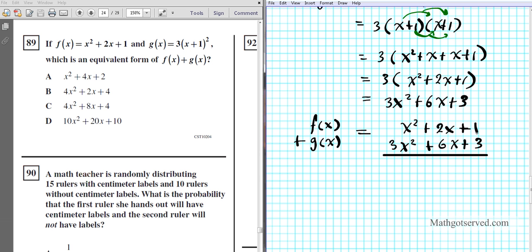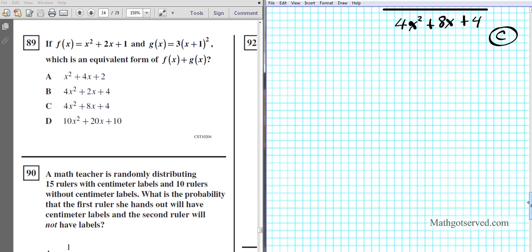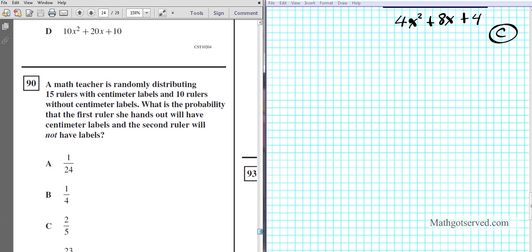So we're going to have 2x plus 6x is 8x. And then imagine there's a 1 in front of the x squared. So 1x squared plus 3x squared is 4x squared. And that basically gives your final answer, which is option C. Okay? All right. Now let's go ahead and take a look at question number 90.